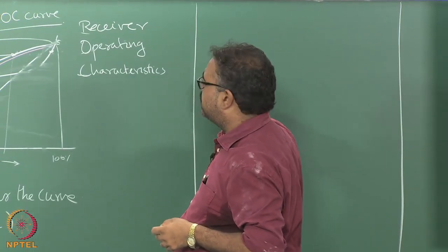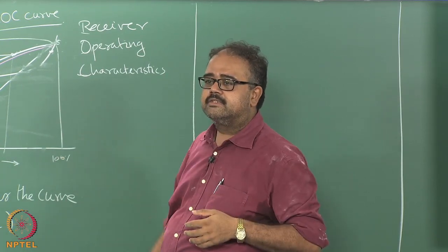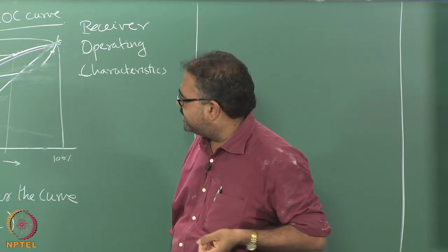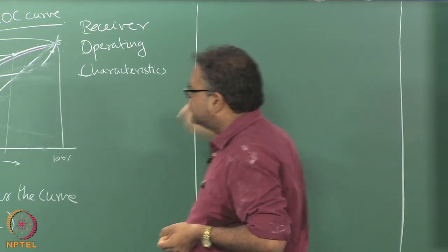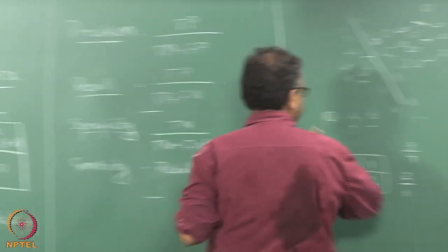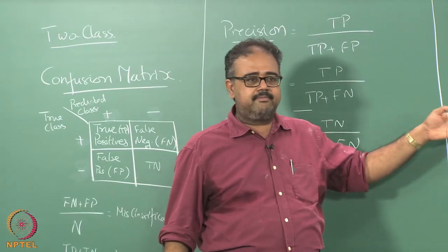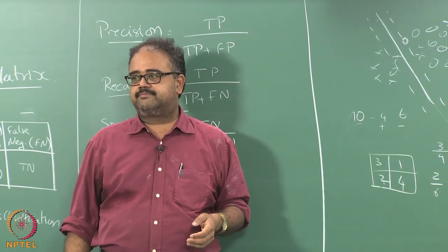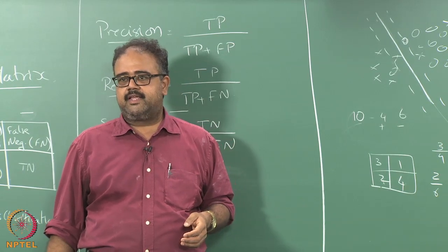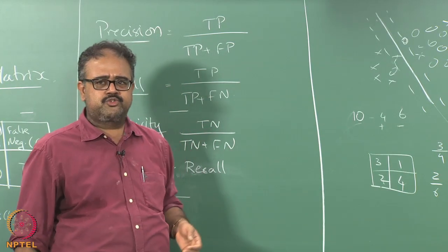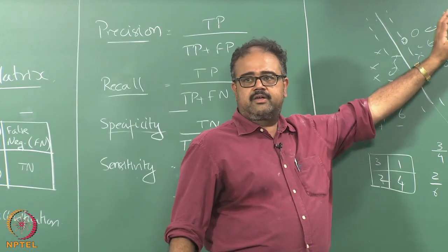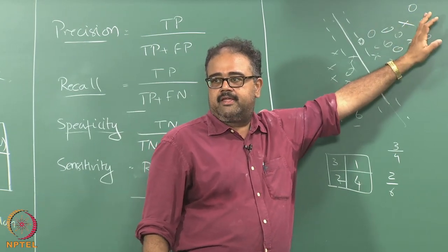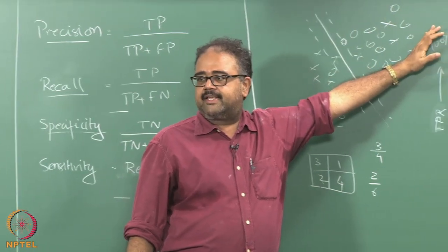So, how would you actually go about plotting the ROC? Here is a very simple way of thinking about it. I am going to take all these data points and arrange them in descending order of their likelihood of being positive. It could be any way I choose to do that. The farther I am on that side from the hyperplane, the less likely I am to be positive.